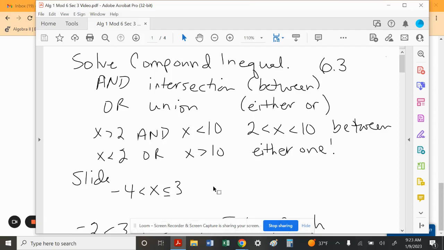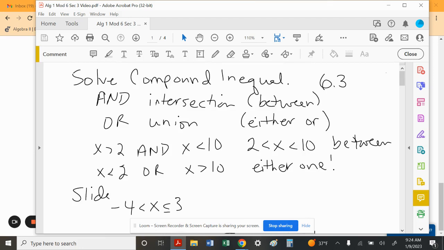Okay, things get a little bit more complicated once we move into section 6.3, or lesson 6.3. We're going to be dealing with these things called compound inequalities. That's when, instead of just x is less than 0, we have x is less than 0 and x is greater than -2. We have these compounds because there are multiple inequalities within one particular statement. So, for example, we have a couple of examples here.